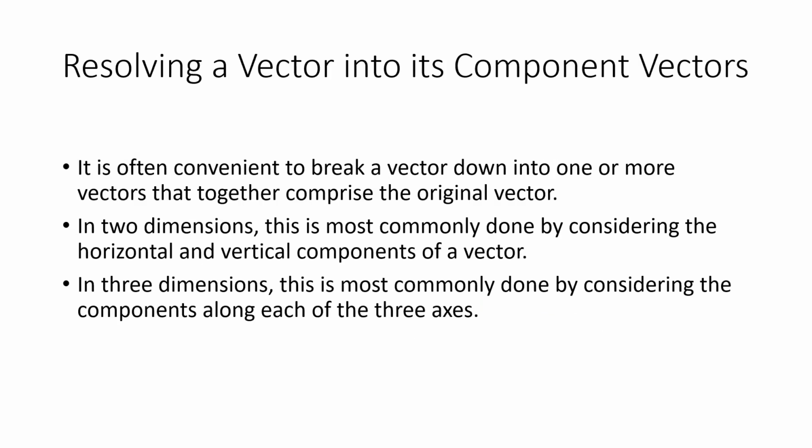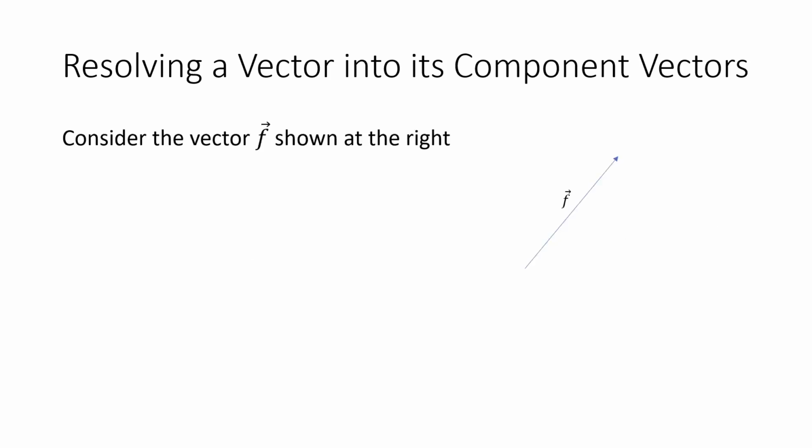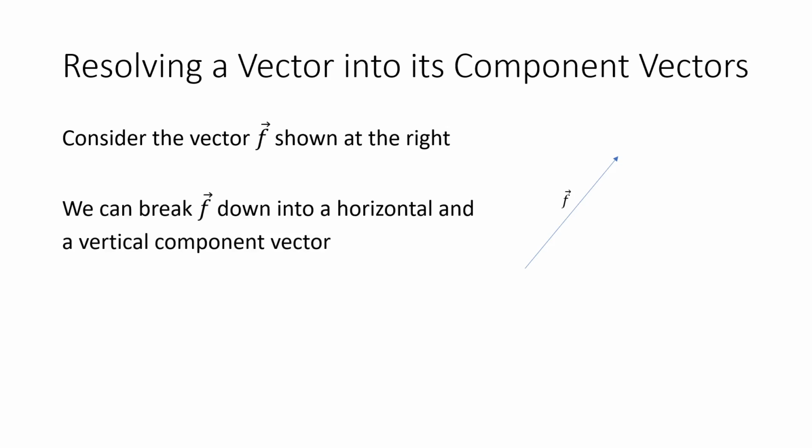Now, what if we want to resolve a vector into its component vectors? Well, it's often convenient, like it says in the first bullet point, to do this. And second bullet point, in 2 dimensions, this is most commonly done by considering the horizontal and vertical components of a vector. In 3 dimensions, it's most commonly done by considering components along each of the 3 axes. Well, let's focus on the first situation where we're in 2 dimensions. Imagine we've got a vector shown at the right. Now, if we want to break that into a horizontal and vertical component vector, we can do so.